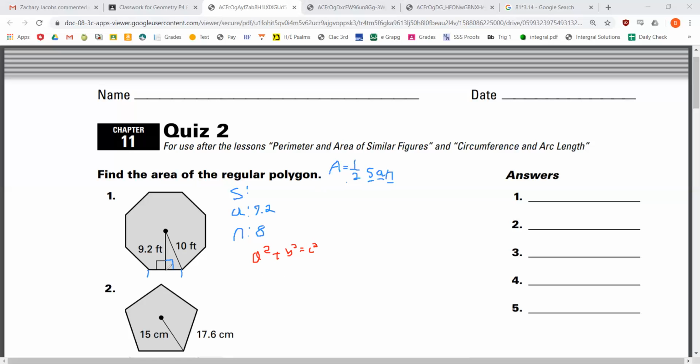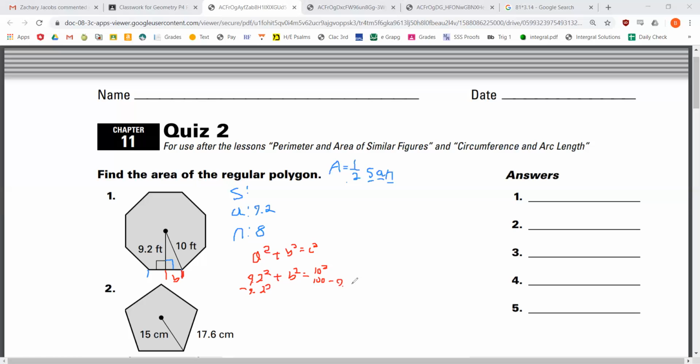And remember, technically, you're only finding this half. So at the end, we're going to have to double it. But let's first find this half right here. I'll call this b, okay? So a squared, that's 9.2 squared, plus b squared equals 10 squared. 10 squared is 100. And then we're going to subtract 9.2 squared on both sides.